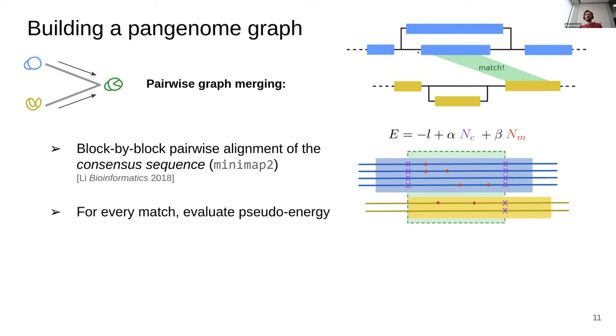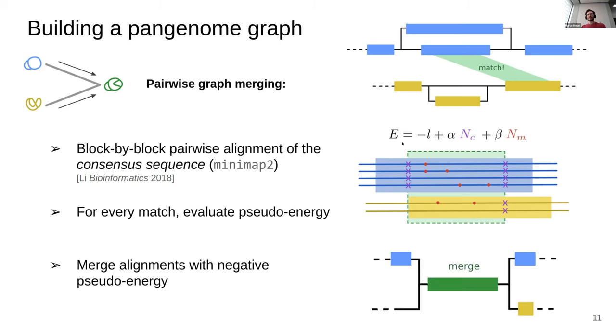So you have to imagine that if I'm able to match a sub part of this blue block, I will have to perform cuts on the edges of the part that is alignable. So this will make the graph more fragmented. And then there's a term N_M that counts the number of mutations, basically, of polymorphisms that I have in my alignment. So this makes it so that if the sequences are too diverse, then they won't be merged. And one can control these parameters alpha and beta depending on whether one wants more merging, at the cost of a more fragmented graph, or less merging and a graph with a smaller number of blocks.